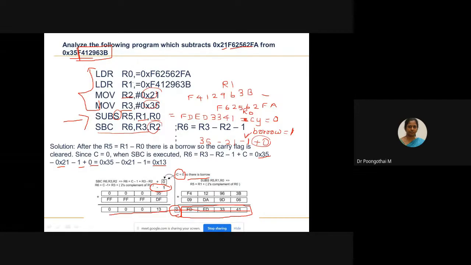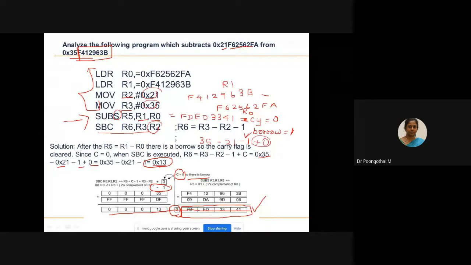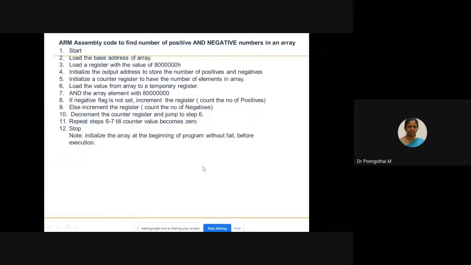First they have completed the LSB subtraction. After the LSB subtraction, carry is 0. So in a subtraction operation, you have to consider borrow. Borrow is nothing but the inverse of your carry. If carry is 0, it means there is borrow. So the syntax is R3 minus R2 minus 1 plus. So the answer is 13. After the LSB subtraction the result is 30, and this is your MSB subtraction answer.